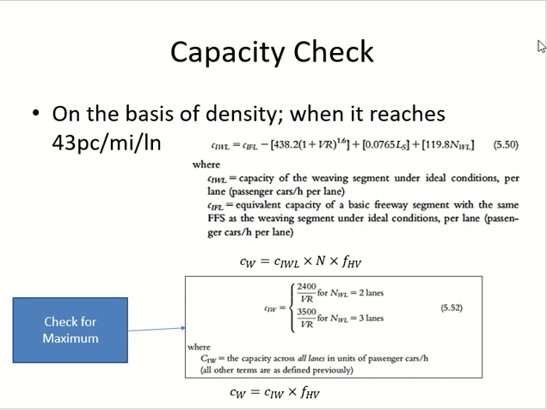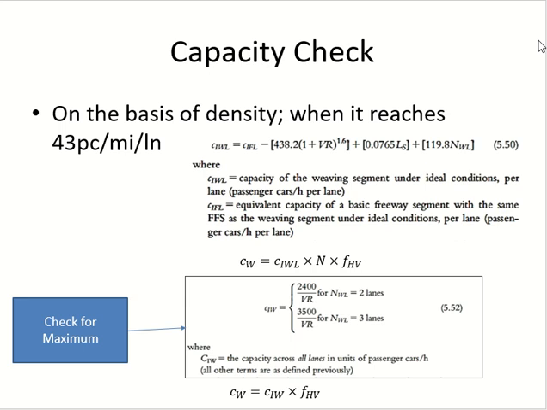CIWL, capacity of a weaving segment in ideal conditions per lane. This equation will give you per lane capacity for a weaving segment in ideal conditions. What are the ideal conditions? Ideal conditions are that you have only passenger cars. So this will give you capacity in passenger cars per hour per lane.